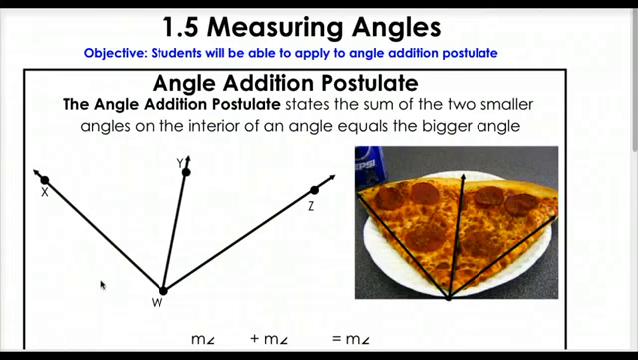So we're doing lesson 1.5, measuring angles. We're going to be learning how to apply the angle addition postulate. We're going to be learning about congruent angles, and on top of that, we're going to be learning about angle bisectors. So, the angle addition postulate.